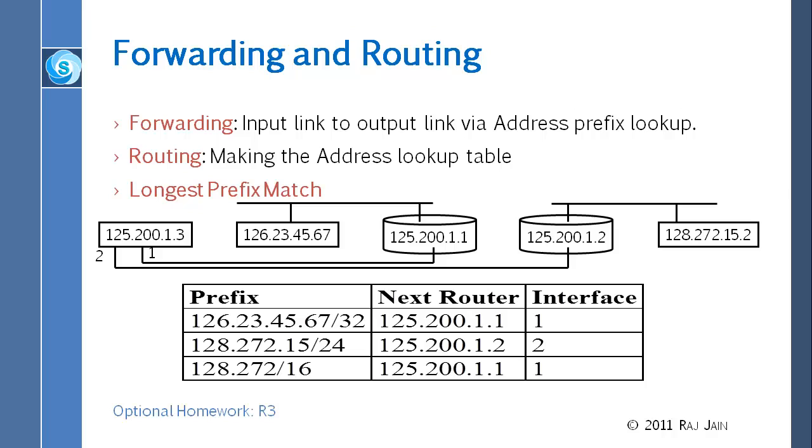So forwarding is done from input link to output link via address prefix lookup. The routing is making this table, and then we do the longest prefix match. So there are 3 concepts on this slide. What is forwarding? What is routing? What is longest prefix match? Okay? Clear what is longest prefix match?